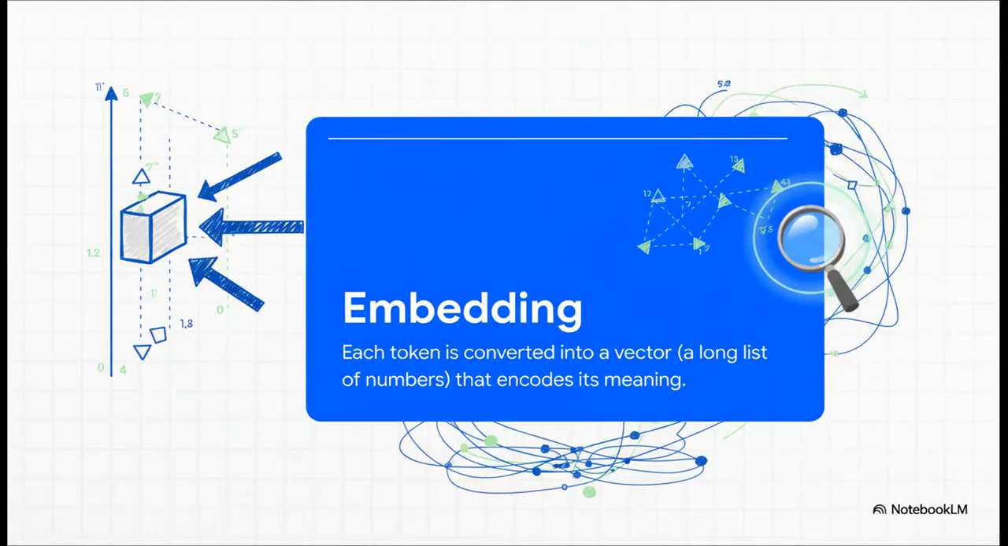Okay, so once we have these tokens, each one gets turned into something called a vector. And a vector is really just a long list of numbers. But here's the cool part. You can think of that list of numbers as a set of coordinates. It's like we're plotting each word on a giant high-dimensional map of meaning. And on this map, words with similar meanings end up being neighbors.